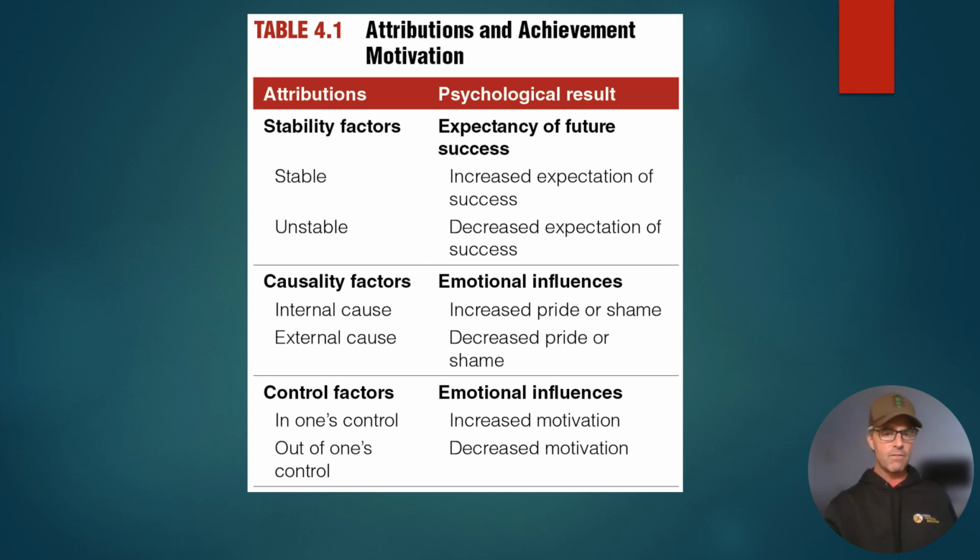Again, taking a look at the causality factors and emotional influences, here we're looking at the increased or decreased pride and shame based on internal or external attributions of that success or failure. Lastly, we have the control factors, if it's in your control or out of your control, and these have an emotional and psychological result of increasing or decreasing motivation. We'll see this play out in a different slide, but understand the correlation between the attribution, stability, causality, and control factors versus their psychological result: expectancy of future success, and emotional influences for both causality and control. So take a look at this, pause it, memorize how these things play together, and then we will use it later in this module.